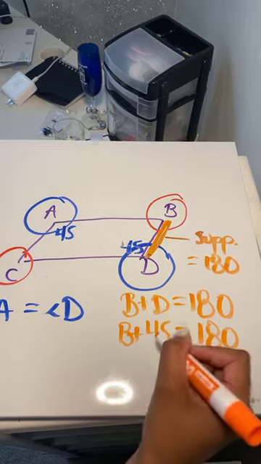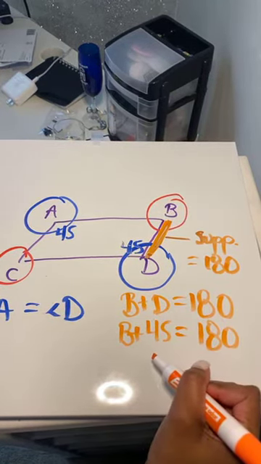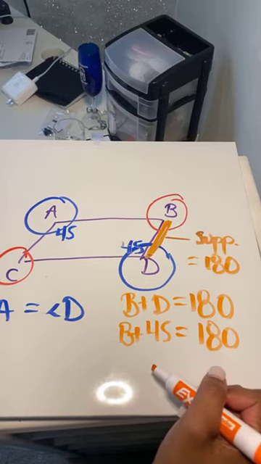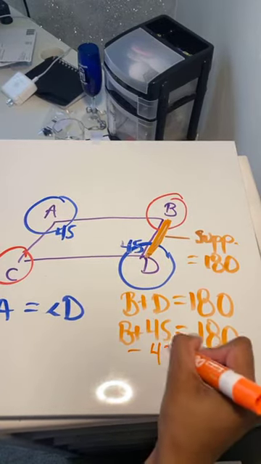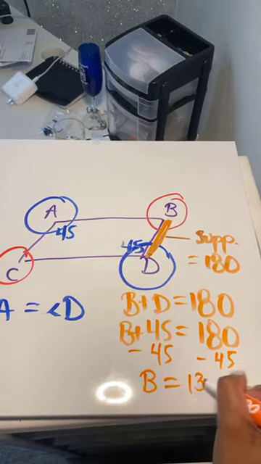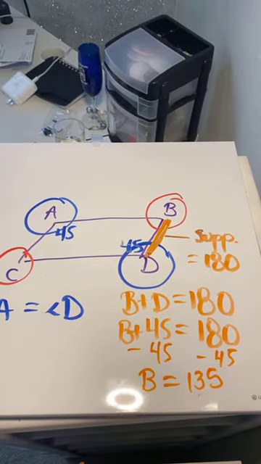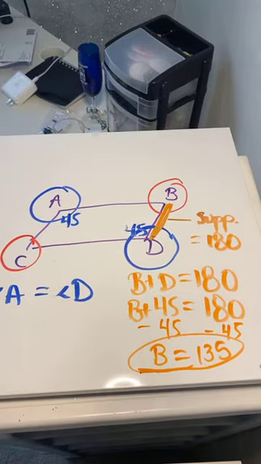Now you add the 2 to get 180. But now to solve... no, Akila, it is not 90. They're supplementary, so it's 180. So I subtract 45 on both sides, and I get B equals 135. Okay?